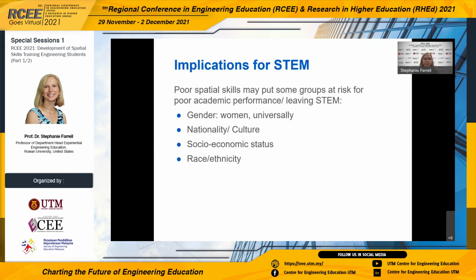Okay, so the implications for STEM is that having poor spatial skills may put some groups at risk for poor academic performance. And these are the groups that are already underrepresented in STEM. So women, we've seen this universally, regardless of the culture that the women are from. The nationality, this is probably due to cultural differences and differences in activities growing up, socioeconomic status, and race and ethnicity.